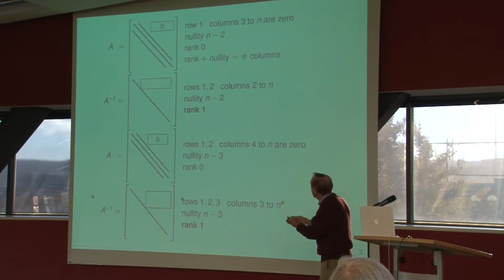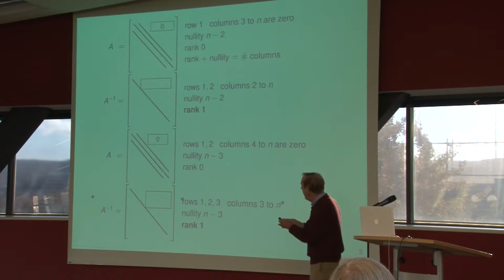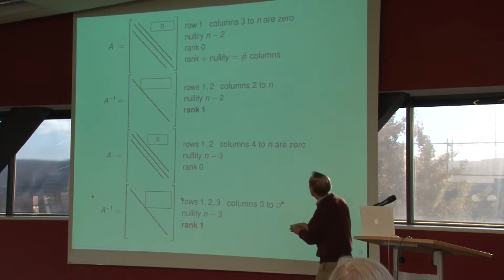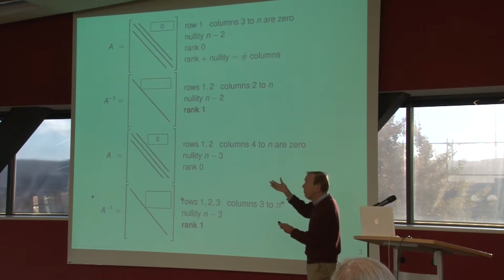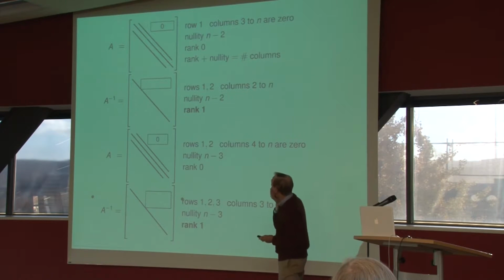So by the previous slide, we remember the rule: if this one used columns 3 to n, then this one uses rows 1 and 2. If this one used row 1, then this one uses columns 2 to n. That's the complementary part. The rows of one are complementary to the columns of the other. Anyway, it's in the right position.